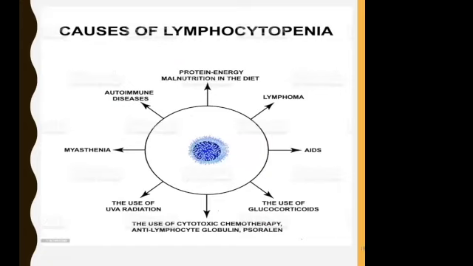So in this slide, we're going to discuss the causes of lymphocytopenia. So lymphocytopenia is a condition where you have a decreased number of lymphocytes in the blood. Now, lymphocytes are a type of white blood cells that play a crucial role in the immune response to infection and disease, okay? So lymphocytopenia can be caused by various factors.